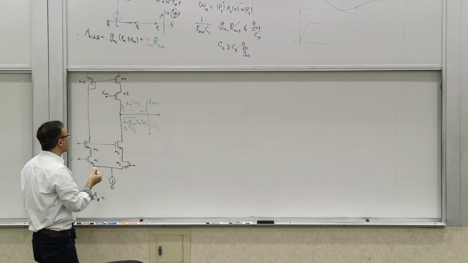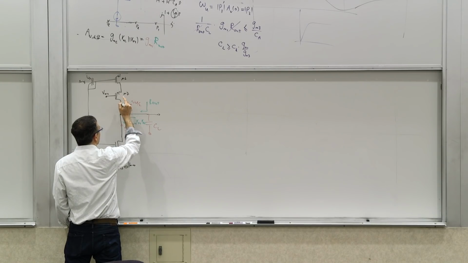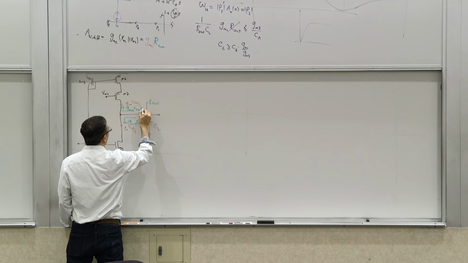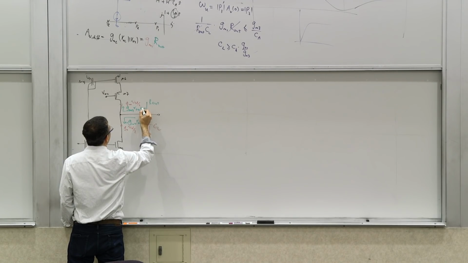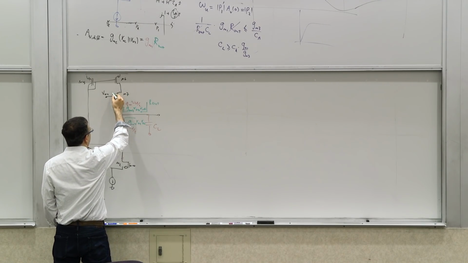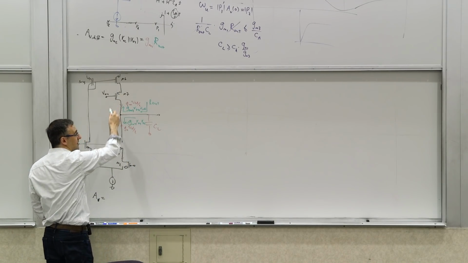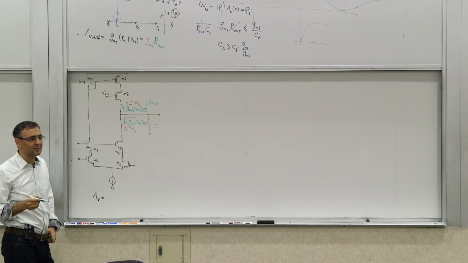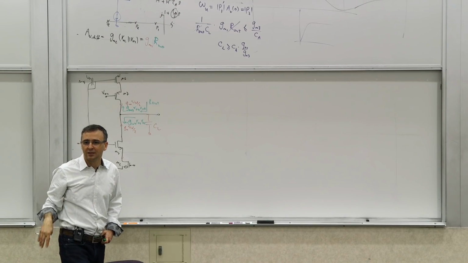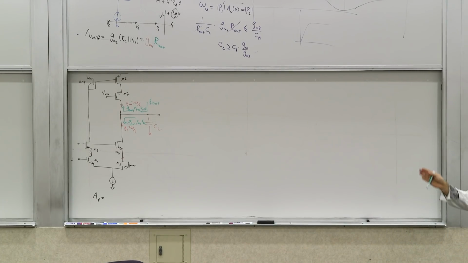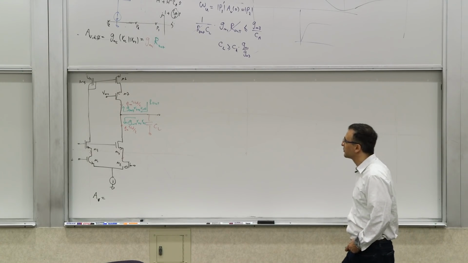Right? And looking up, it's going to be GM of this guy, GM7 RO7 RO6. Essentially, it's the intrinsic gain of these cascode stages times the resistance RO of the transistor that's sitting down there. I mean, there's something like a 1 plus something term. But this is the dominant part of it, if it's operating properly.